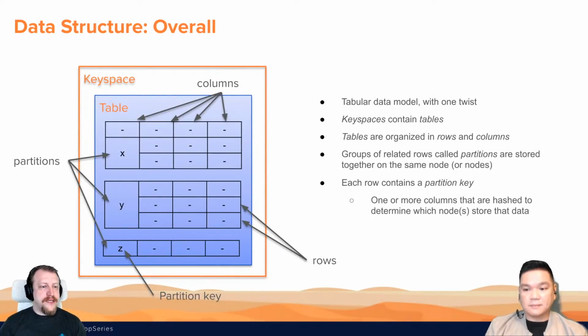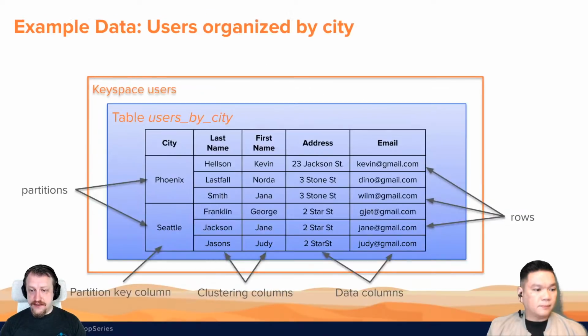Good. So if you want the overall view of the data structure, a keyspace is a container for tables. Tables are containers for the partitions. Partitions store data having rows and columns. Working with real data, you can see on the screen users by city, a list of users. As you see, we have two partitions here, Phoenix and Seattle. I guess you understand already that city in this case works as the partition key column, so the value of this column will be used to partition data. Last name and first name are clustering columns, which I will explain in a minute. And address and email are data columns.